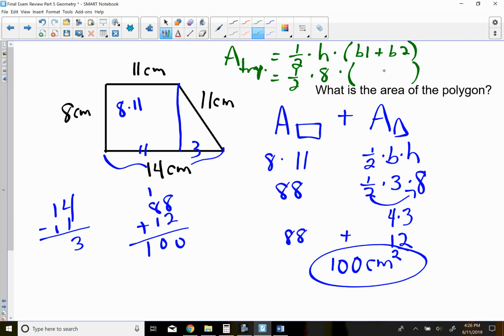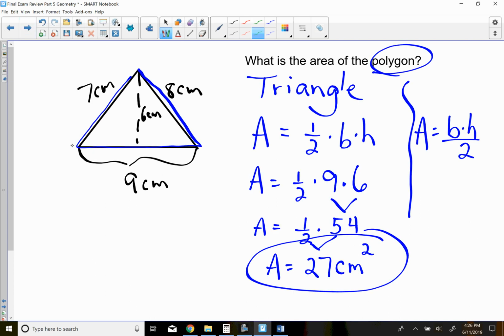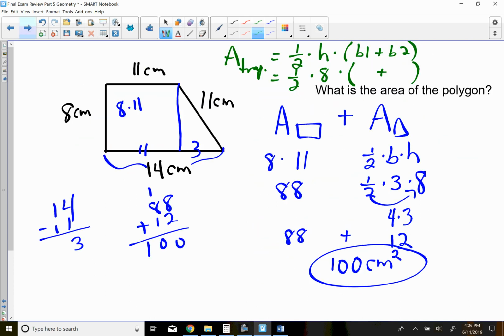And then the bases, a lot of you have had questions about how do you know which one's the bases. So if I go back to the triangle, the base was always the flat bottom. Now what makes a trapezoid is that there's 2 sides that are parallel to each other. The 2 sides that are parallel to each other, because they would never intersect, those are the bases. So this total 14 and this total 11.